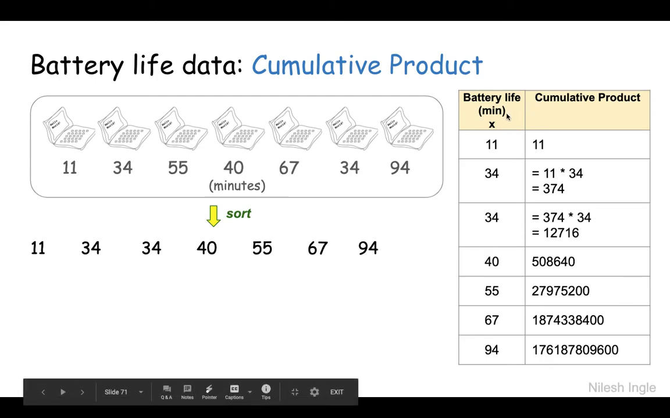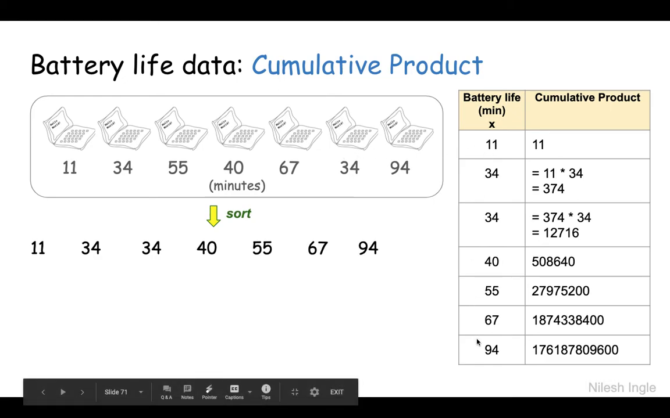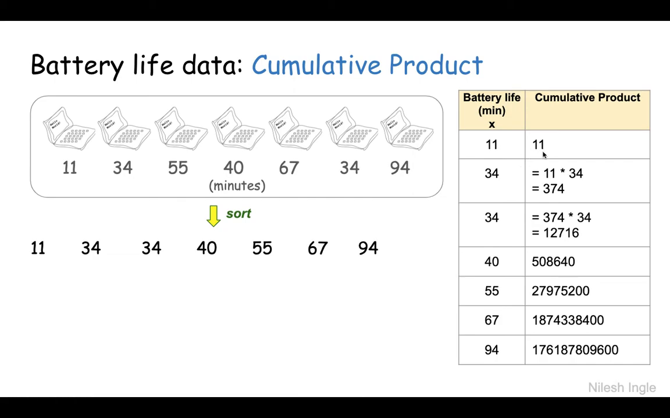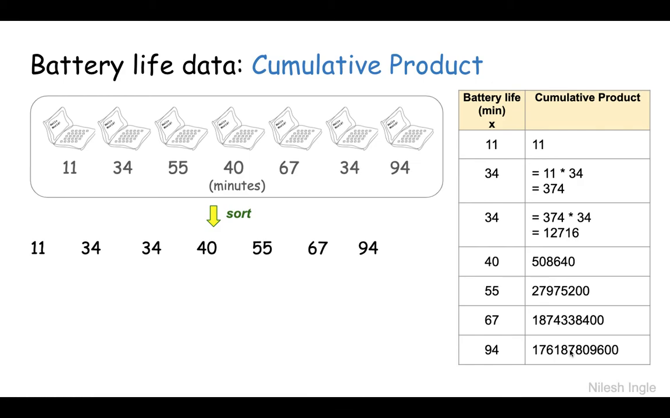It's exactly the same method. We have these 7 observations which are put here, and then the first observation 11 stays as is. Now instead of adding, in this case we are going to multiply. So 11 multiplied by 34, we get 374, and 374 multiplied by 34, we get 12716. Again we multiply this by 40, we get this value, and so on and so forth. So this is cumulative product.